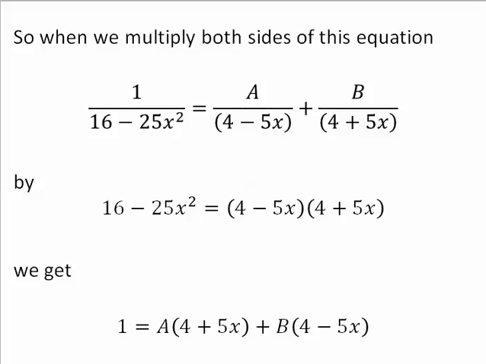So when we multiply both sides of this equation by the denominator, we get the equation 1 equals A times the quantity 4 plus 5x plus B times the quantity 4 minus 5x. What we're doing here, in case you're confused, is we're trying to figure out what A and B are. So the first thing that we did is we cleared the denominator. Equations are always easier if you don't have a denominator. We have now successfully cleared out the denominator. Alright, so this is what we're going to do next.